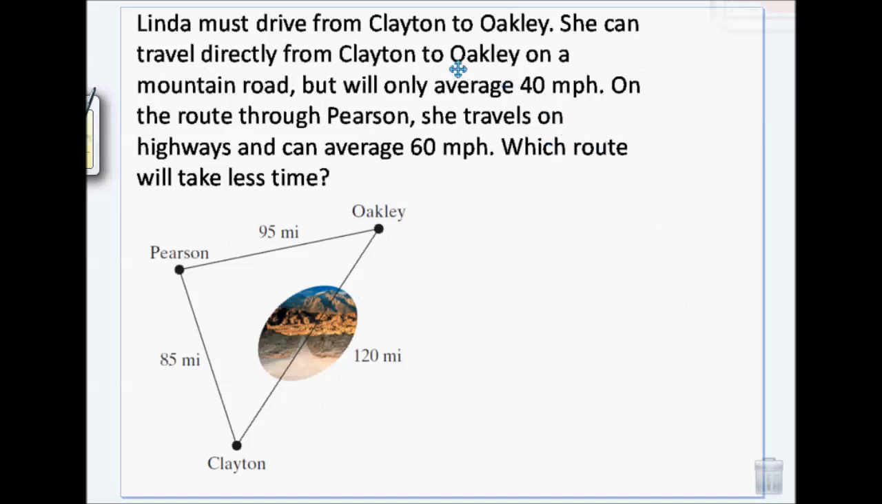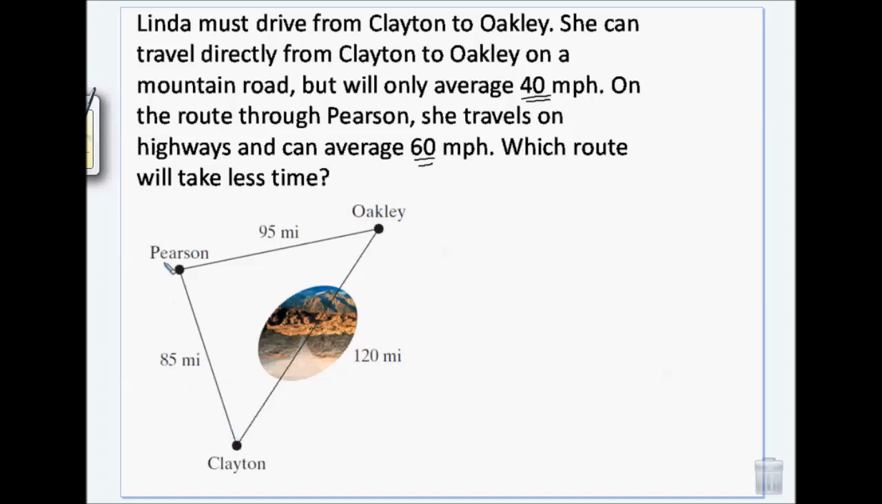Okay, so Linda is driving from Clayton to Oakley, or she can go from Clayton to Pierceland to Oakley. We're trying to figure out which is faster. Straight line's always shorter. It's not necessarily faster. Because if she goes straight from Clayton to Oakley, she's going to have to travel on mountain roads at 40 miles per hour. If she goes Clayton to Pearson to Oakley, she can go 60.